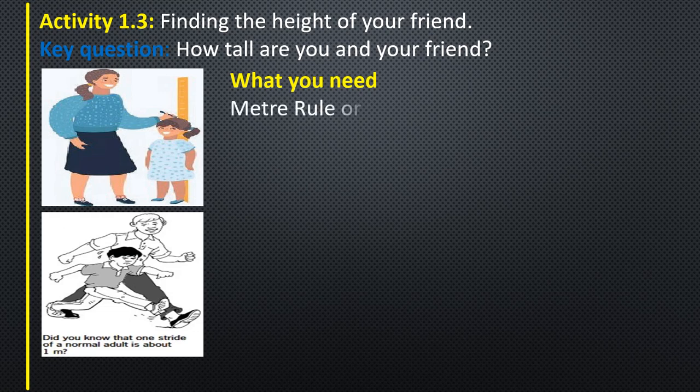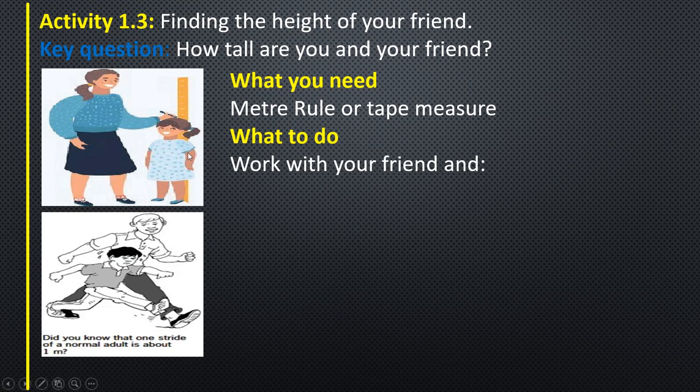What you need: a meter rule, a tape measure. If you don't have it, please, you can take some time and get it, either borrow or buy, so that you practice. What will you do? You have to work out with a friend. Don't work alone.